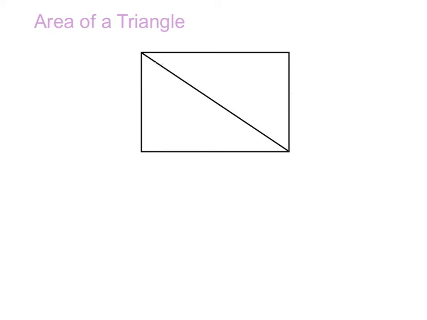As you can see, here I have a rectangle, and it's been cut in half by its diagonal to form two triangles. Now, we're going to ignore the diagonal for right now, and we're going to just find the area of this rectangle. So we're going to say that the base of this rectangle has a length of 5, and the height of this rectangle is 4.